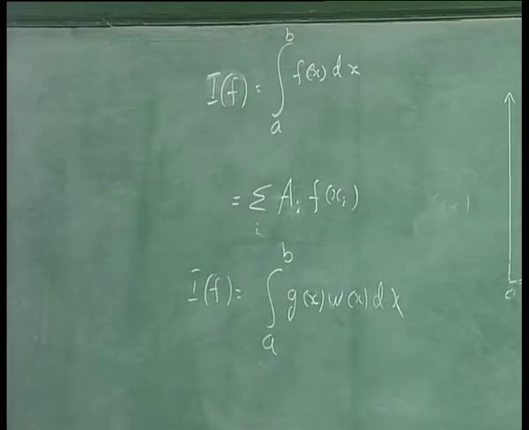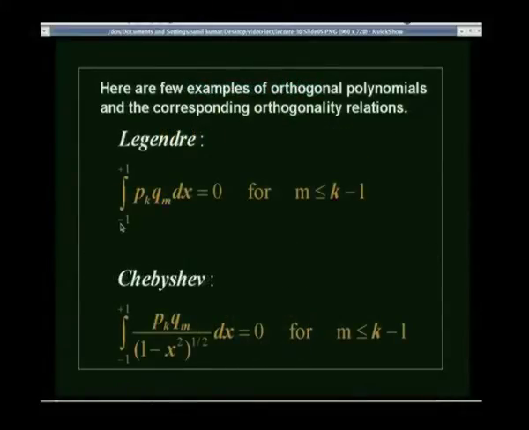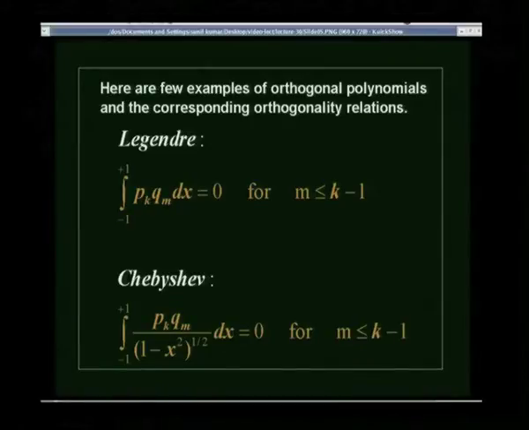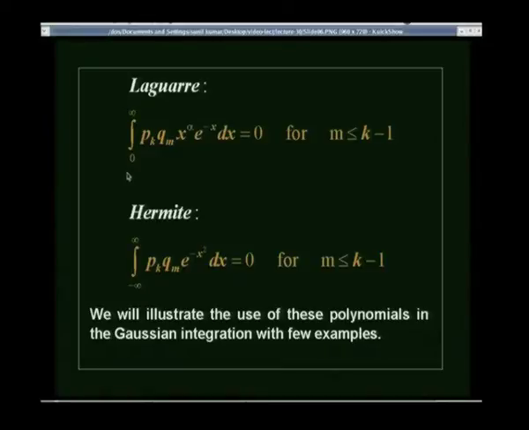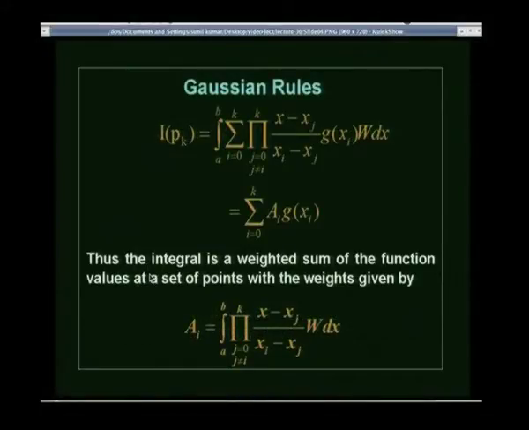And we discussed that in the last class, and we said we can have Legendre polynomial if it is -1 to +1, Chebyshev if it is -1 to +1 but we have a weight function 1 minus x square. Here the weight function is 1, and Laguerre if it is 0 to infinity, and Hermite -infinity to +infinity, etc. In all these methods, the idea is to approximate the function by a polynomial, and then do the integral, and finally the integral will reduce to this form.